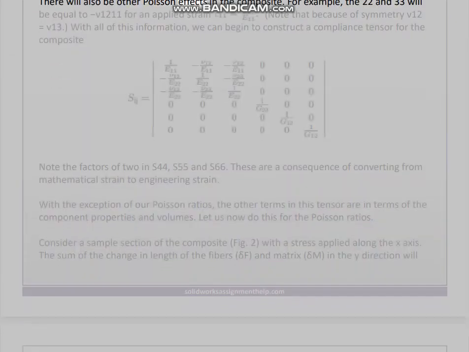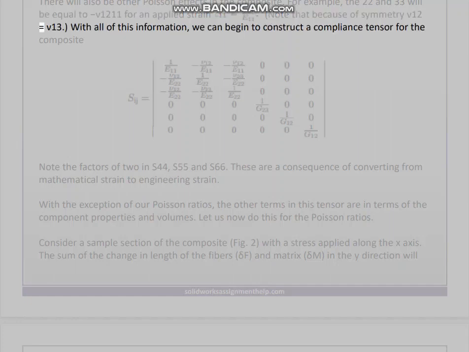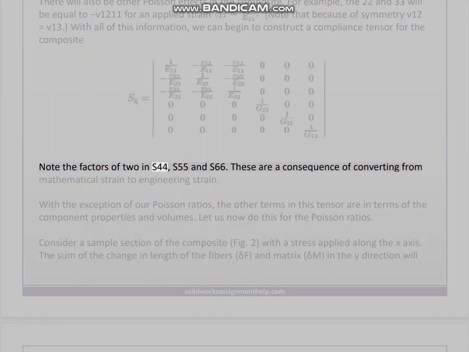There will also be other Poisson effects in the composite. For example, epsilon 22 and epsilon 33 will be equal to minus nu12 epsilon 11 for an applied strain. Note that because of symmetry nu12 equals nu13. With all of this information, we can begin to construct a compliance tensor for the composite. Note the factors of 2 in S44, S55, and S66. These are a consequence of converting from mathematical strain to engineering strain.